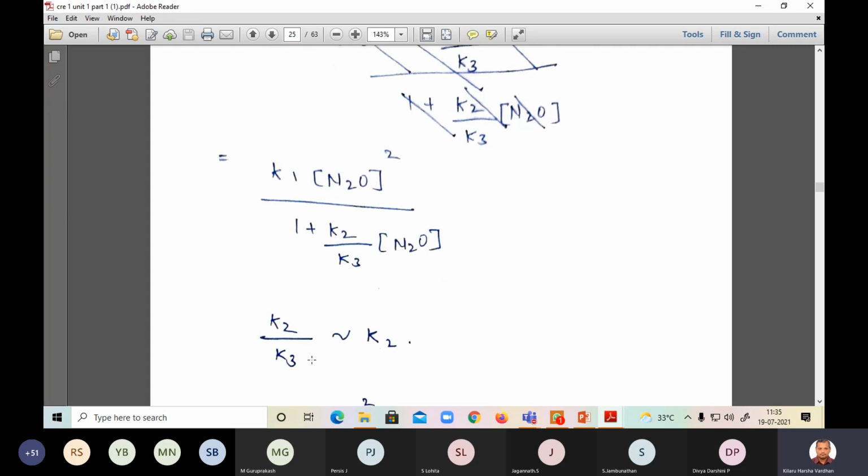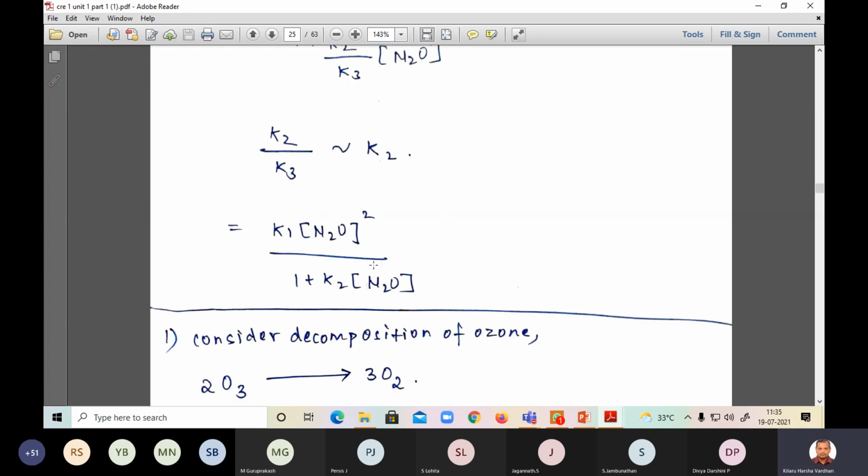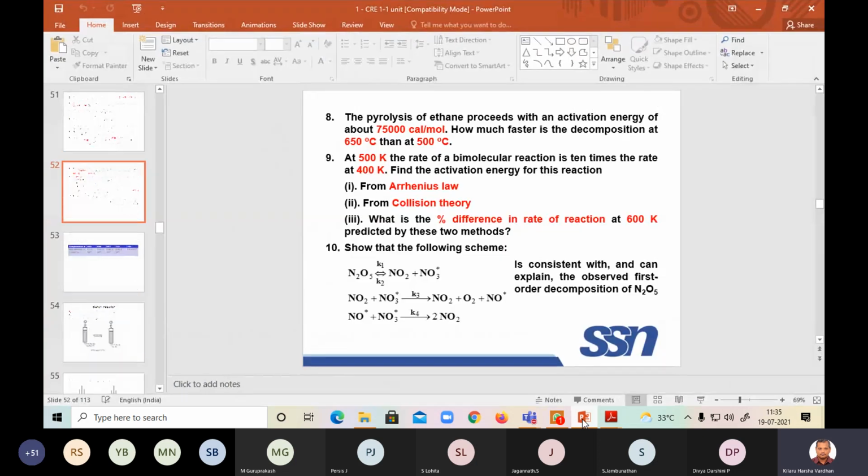So K2 by K3, let it be some K2, because you can put whatever constants you want. That is what he is giving in the problem. So let K2 by K3 be some capital K2. That is what he asked. Am I right? So this is what he asked. Like that, you can do any number of reactions. You can do it with any reaction. That is what I told earlier itself.